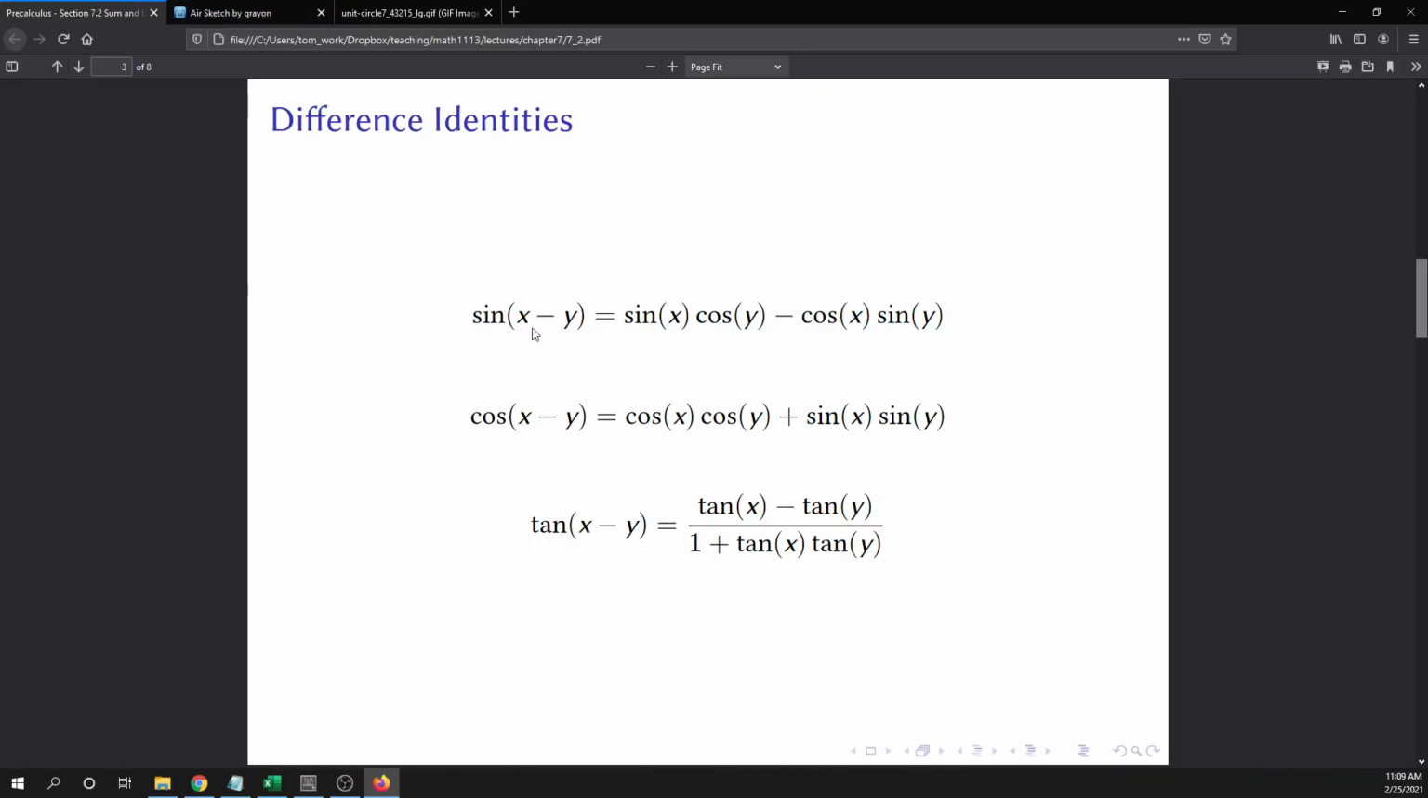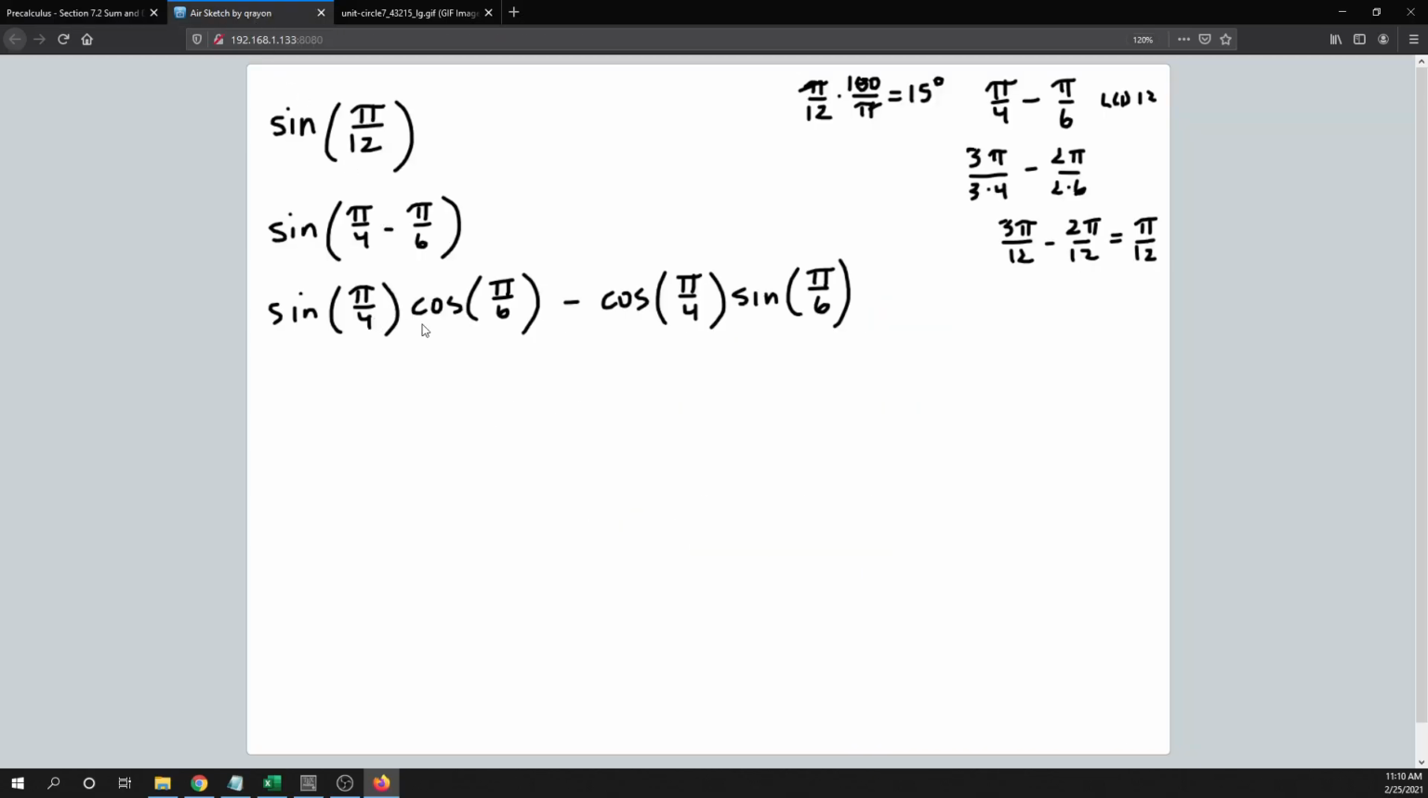So we're using this identity right here. Pi over 4 is playing the role of x, and pi over 6 is playing the role of y. So we get sine of pi over 4 cosine of pi over 6 minus cosine pi over 4 sine pi over 6. And that's what we have here. Now what we would do is just find the exact values of all of these trigonometric functions, and these are easy because they're all on the unit circle.